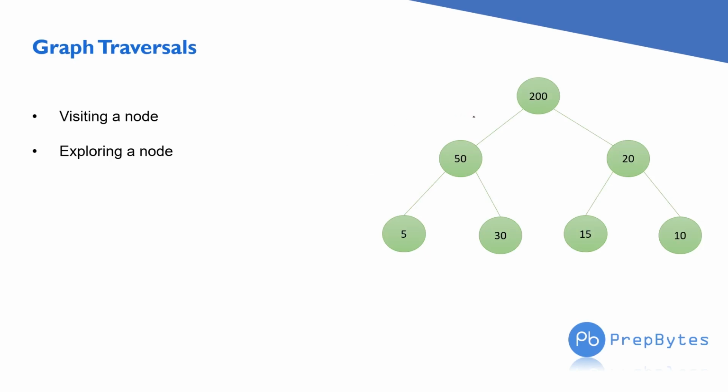So first I will explain both the traversals using this. After that, I will take a graph with loops inside of it and explain these two traversals. First, let me explain what visiting a node and exploring a node mean.